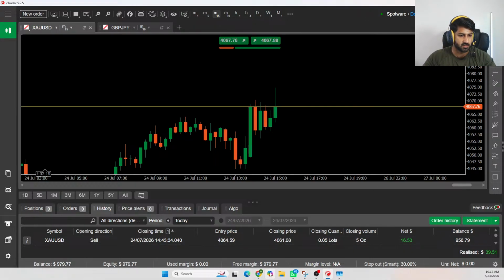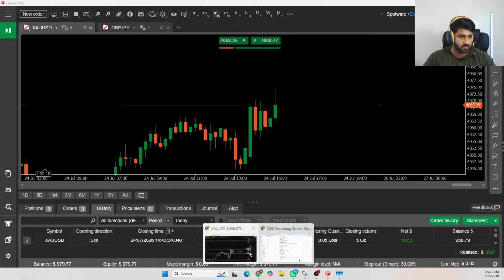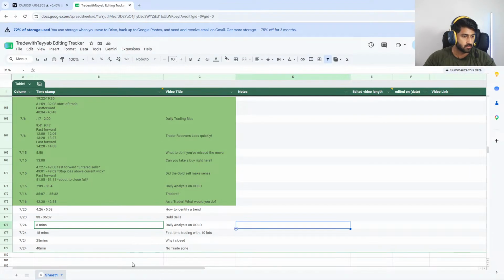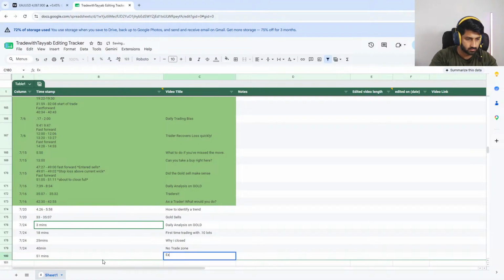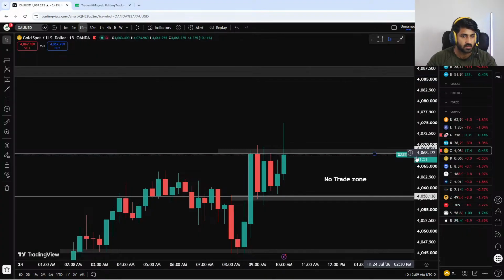Let's see, 51, 51. Trader gets excited seeing volume. 724. Brother, please close above the area.